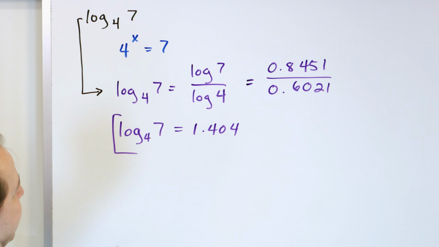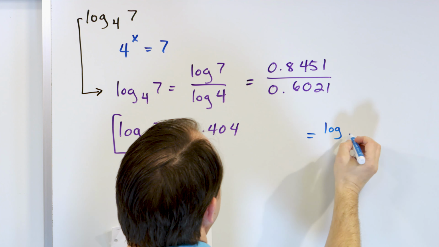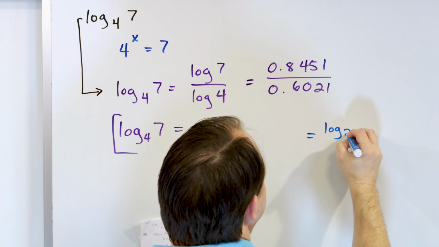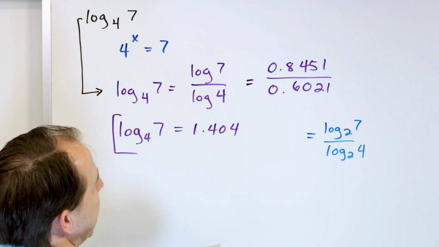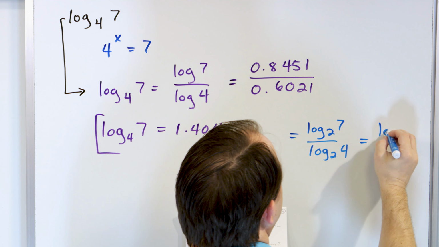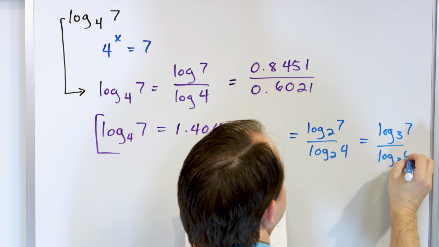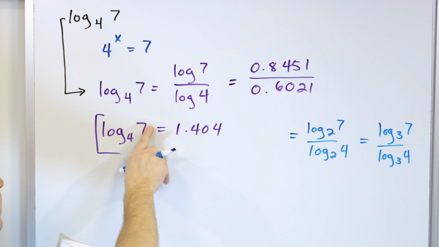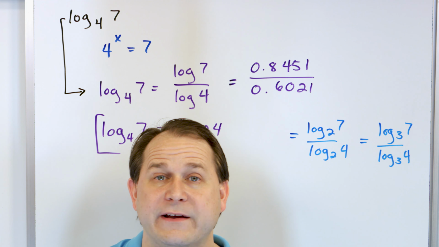Now, if I wanted to, instead of doing it like this, I could also say, okay, well, I could do log base 2 of 7 divided by log base 2 of 4, right? If I calculate this, it's going to get exactly the same number. Or I could say log base 3 of 7 divided by log base 3 of 4. See, you're just taking the log of this divided by the log of this in any base you want. That's what the change of base formula is.